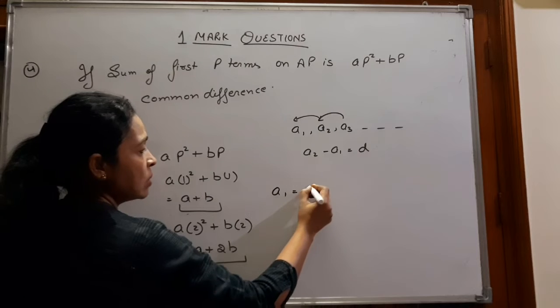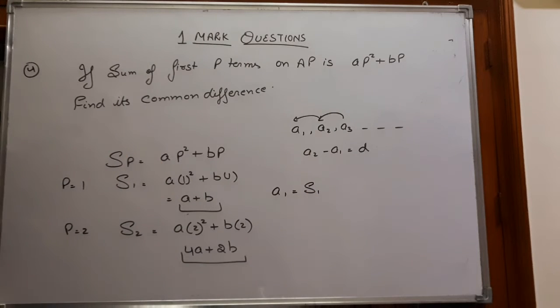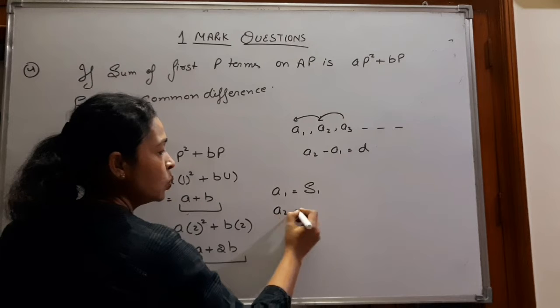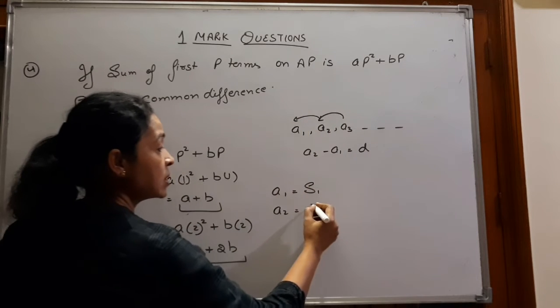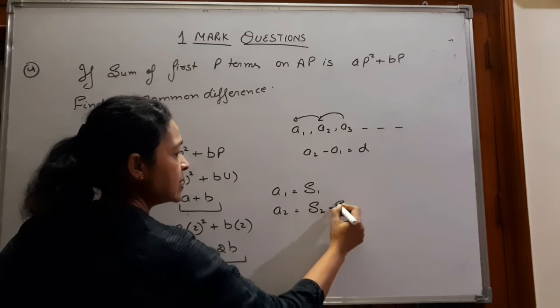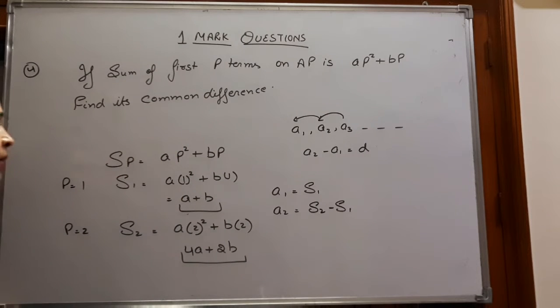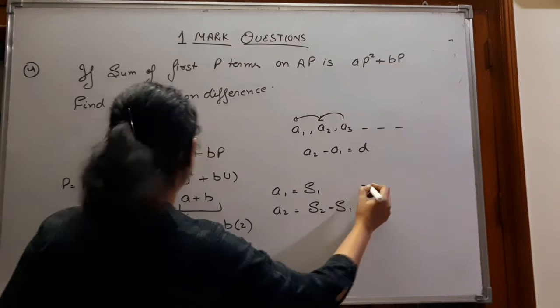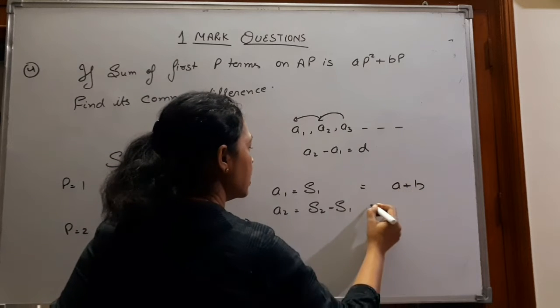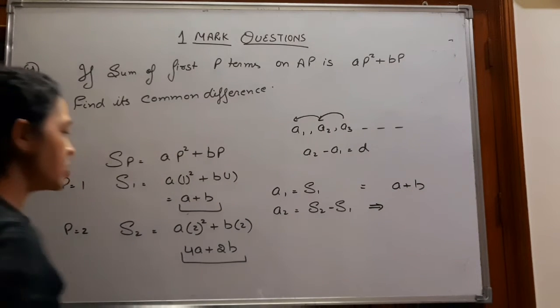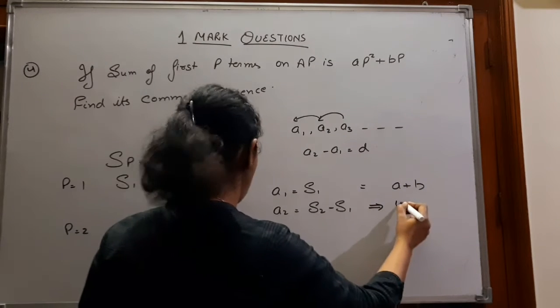But a1 is equal to s1. The first term and the sum of the first term are the same. What is a2? a2 is the sum of two terms minus the first term, s2 minus s1. Now our a1 is s1, a plus b. And what is a2? a2 is s2 minus s1.